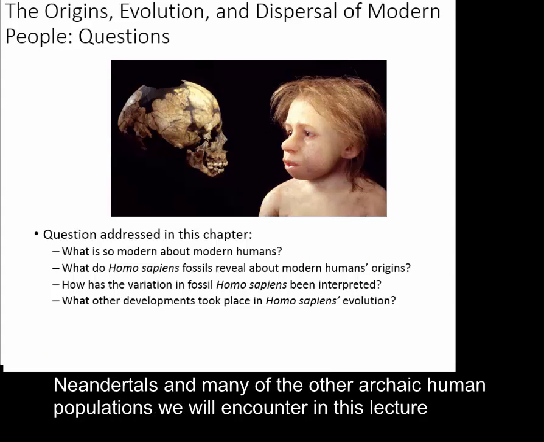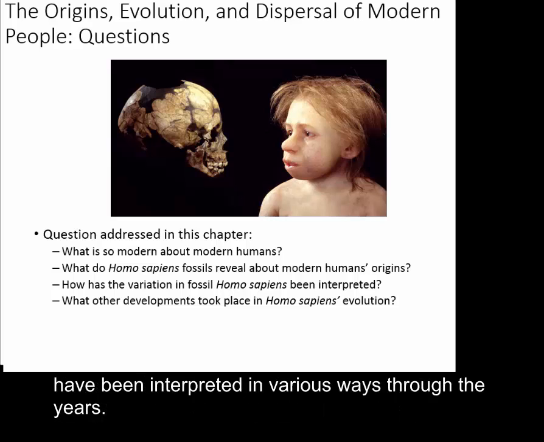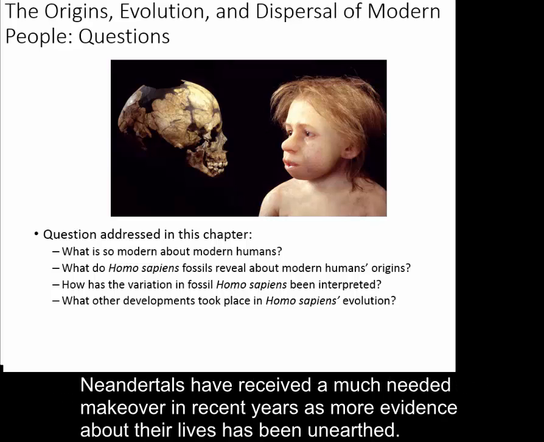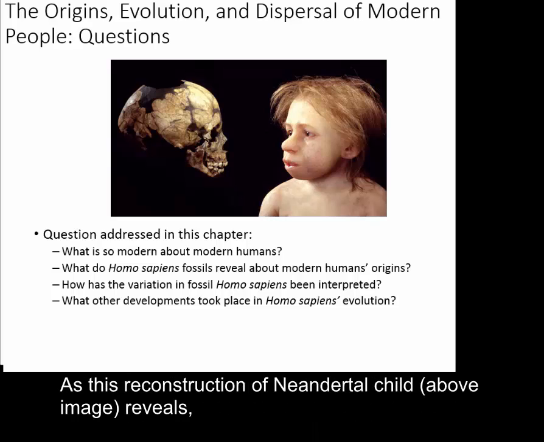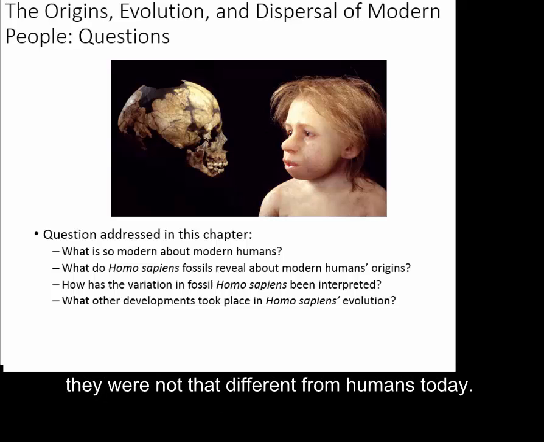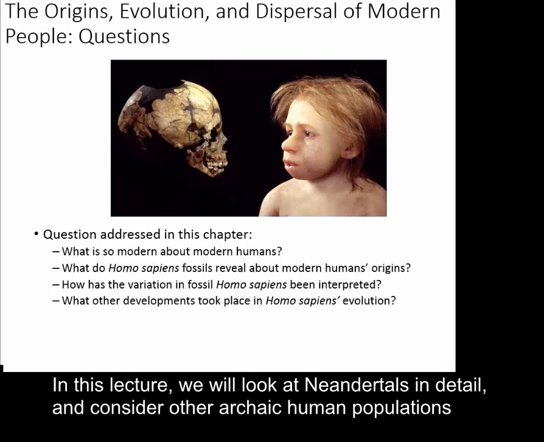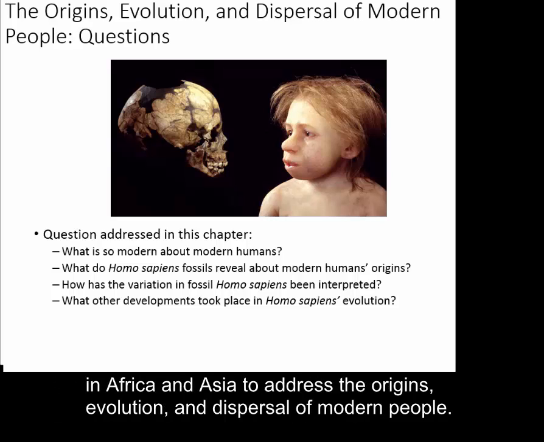Neanderthals and many other archaic human populations we will encounter in this lecture have been interpreted in various ways throughout the years. Neanderthals have received a much-needed makeover in recent years as more evidence about their lives has been unearthed. As this reconstruction of a Neanderthal child reveals, they were not that much different from humans today. In this lecture, we will look at Neanderthals in detail and consider some archaic human populations in Africa and Asia to address the origins, evolution, and dispersal of modern people.